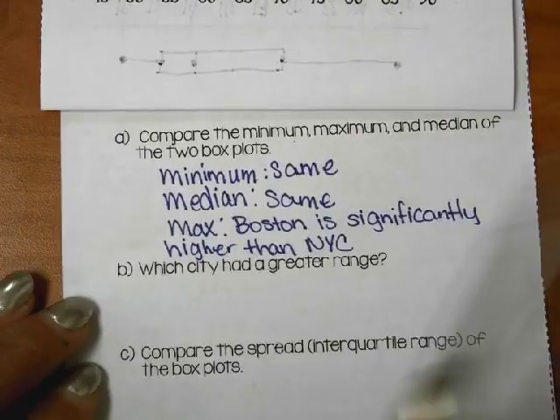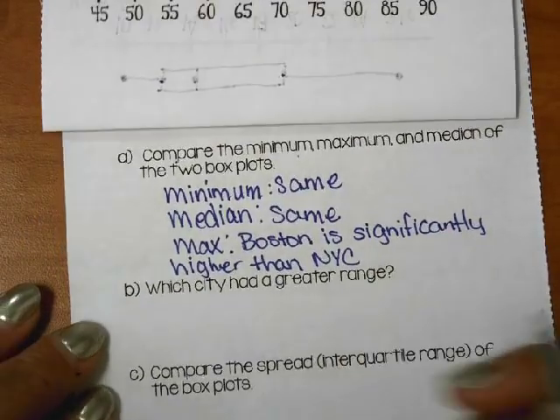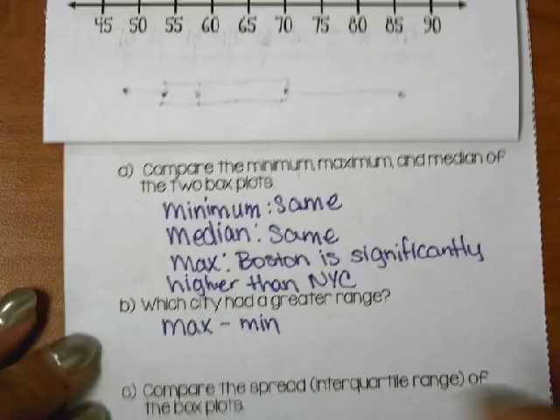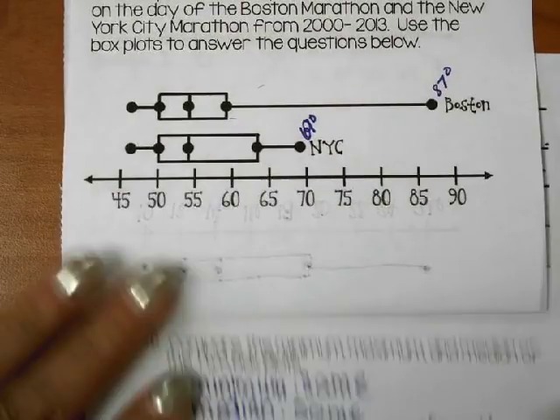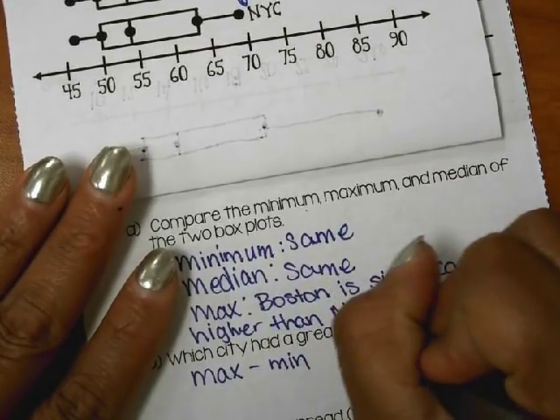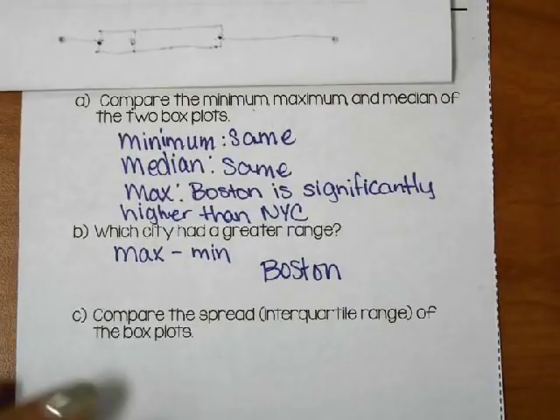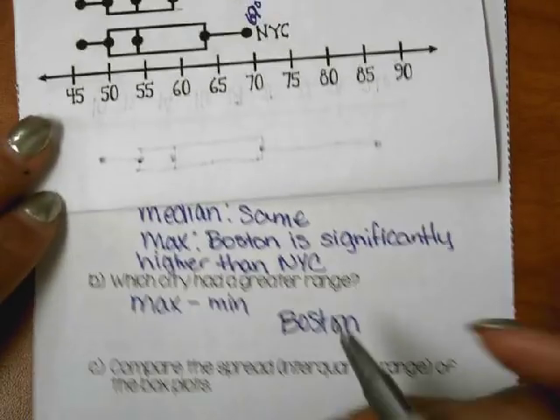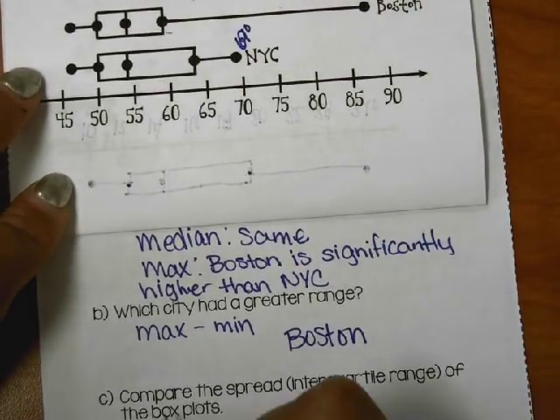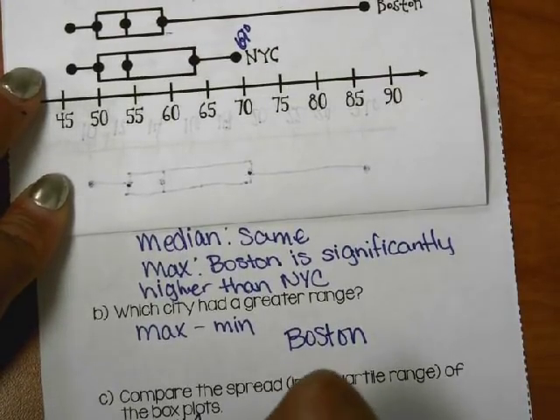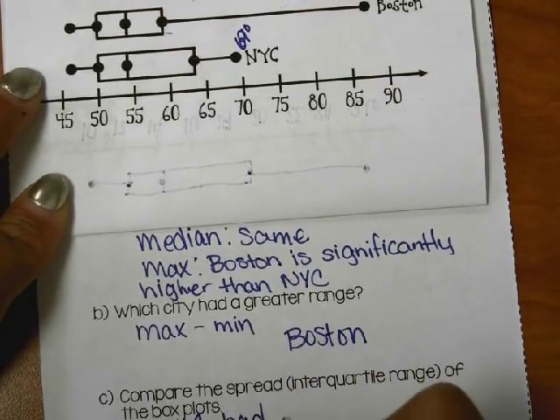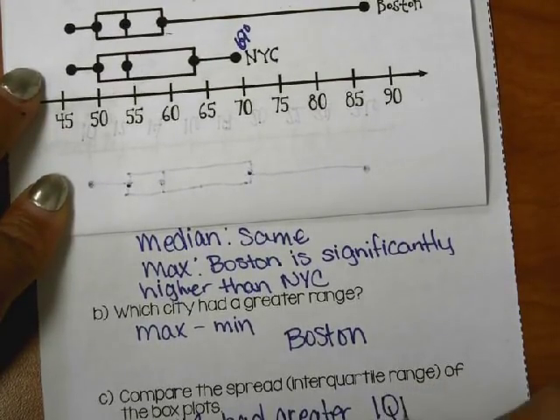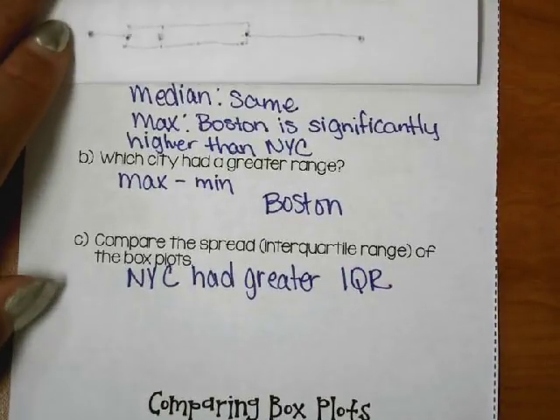Okay, so which city had the greater range? When I'm looking at my range, I have my max minus my minimum. So those two whiskers are what I take apart. And therefore, Boston has the greatest range. But compare the spread of the interquartile range. If I compare the spread of the interquartile range, I would say that NYC had a greater IQR. They had a greater interquartile range.